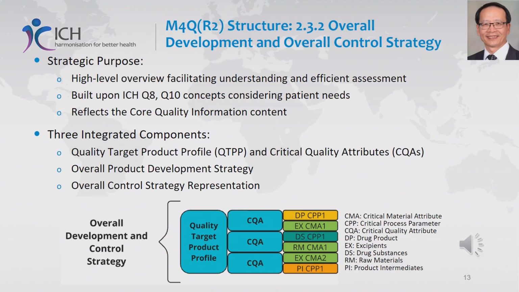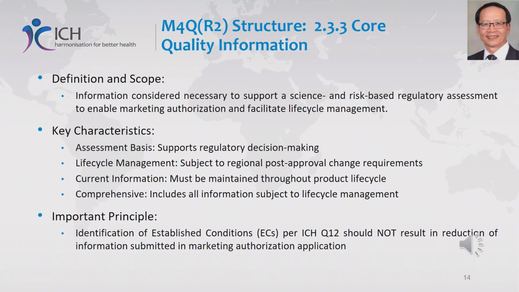And provide a visual roadmap of the control strategies that support efficient regulatory assessment. Section 2.3.3 contains the core quality information, arguably the most important section of the entire submission, the entire dossier. This section includes the information considered necessary to support science and risk-based regulatory assessment, enable the marketing authorization, and facilitate lifecycle management. The key characteristics are assessment basis and lifecycle management.